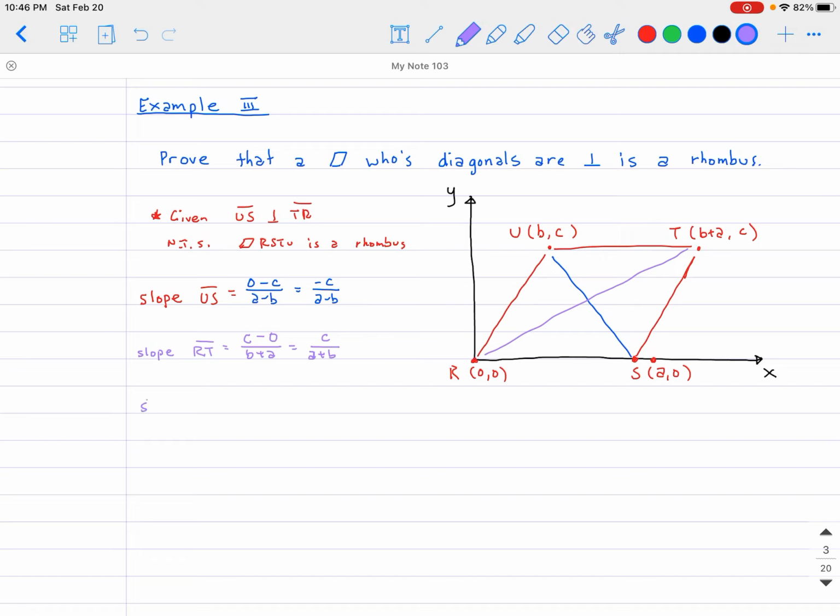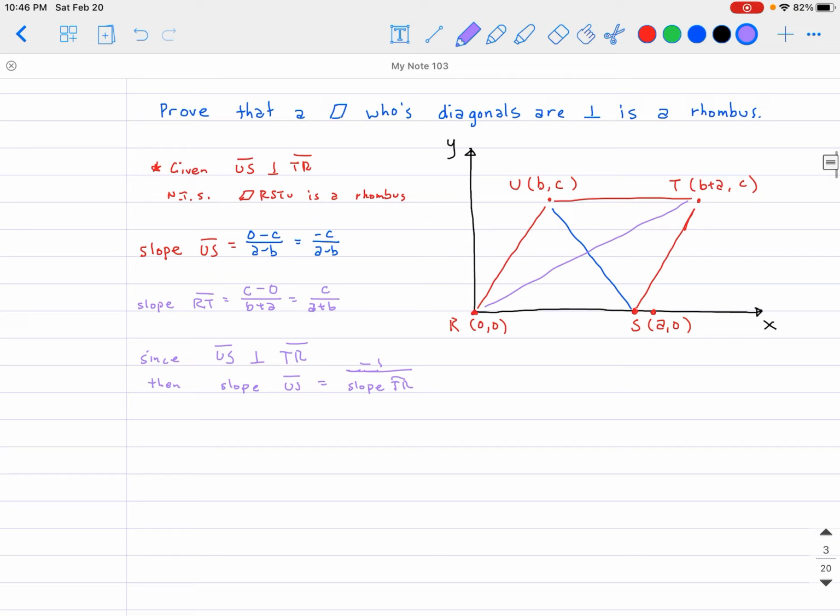Okay. So since US is perpendicular to TR, that means that the slope of US is equal to the negative reciprocal of the slope of TR. Okay, so let's go ahead and set that up then.